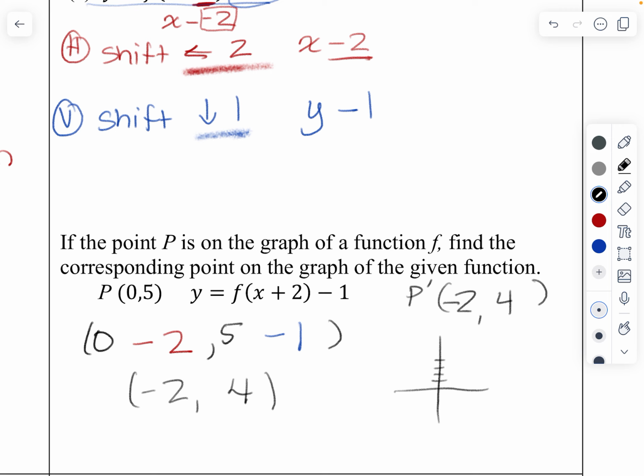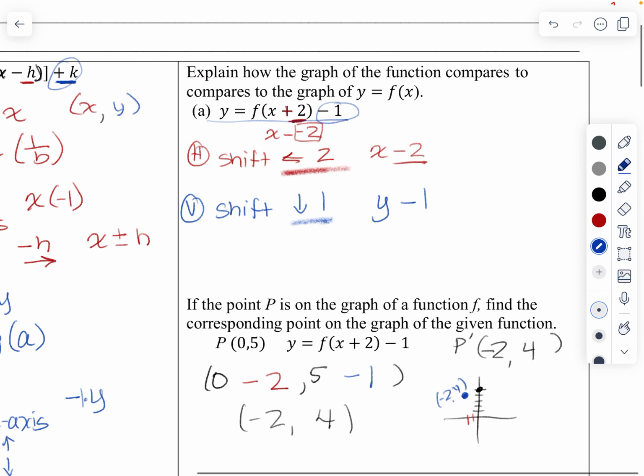0, 5 would be right here, and you can shift that left 2 and then down 1, and you could see the point right there would be at -2, 4, which is another way to go about that. All right, so that was just an example where the function, the transformational form, just had shifts in it.